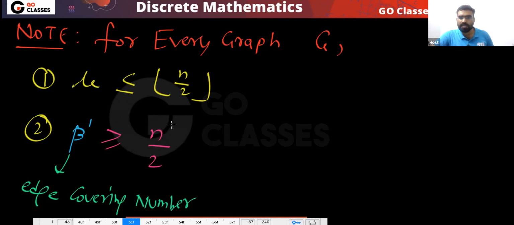So this will be definitely greater than or equal to floor of n by 2 or ceiling of n by 2, like we have seen in the last class. I think it will be the ceiling. If you are confused, just check it, because what should happen? It should cover all the vertices.